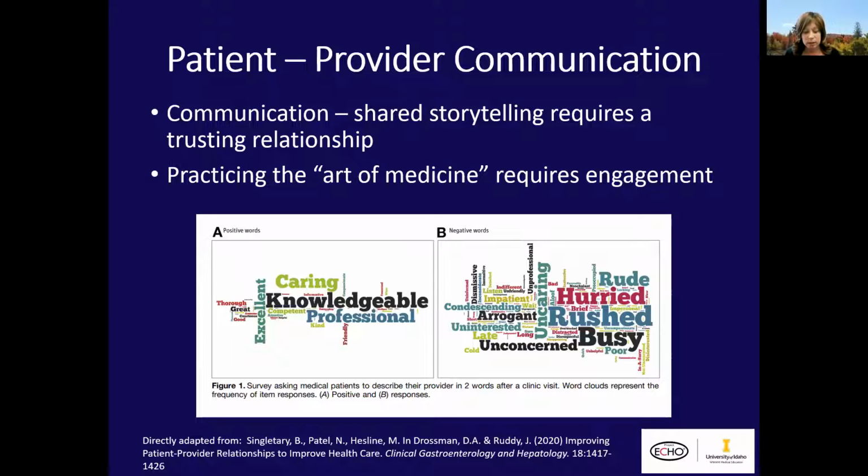On this slide, this was a 2017 study by Singletary, Patel, and Heslin. And they asked patients one simple question when they visited a clinical institution: "Please describe your provider in today's visit in two words." And as you can see on this slide, it is unfortunate that most of the words were on the negative side and not the positive side.